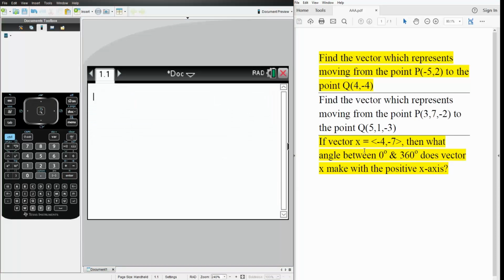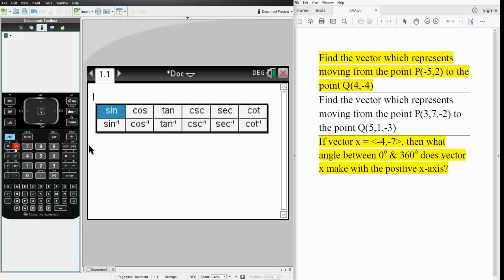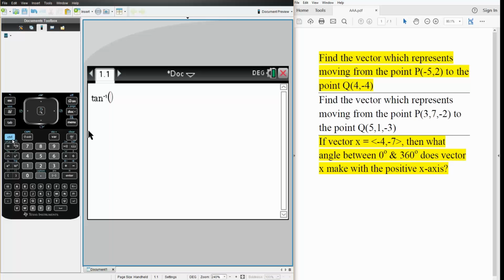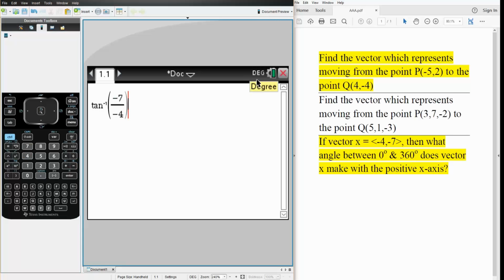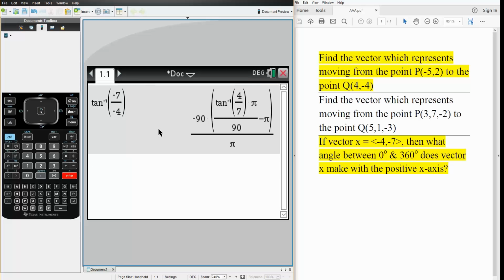If vector x is (-4, -7), then what angle between 0 and 360 degrees does vector x make with the positive x-axis? If I do trig, tan inverse, control division, I'll do y over x. So -7 divided by -4, I hit enter. If you notice, I'm in degrees, which I want, 0 to 360 degrees. We hit enter, we get this.